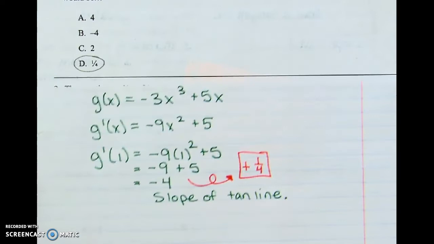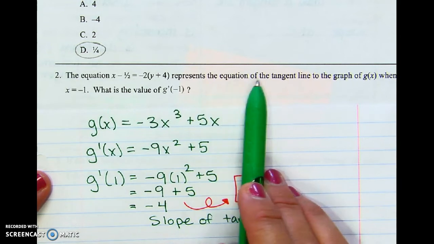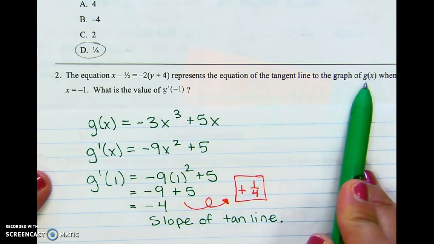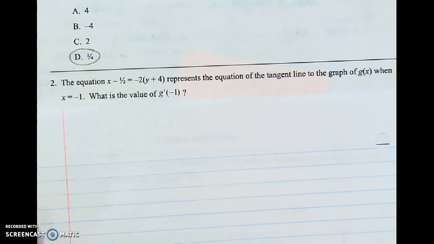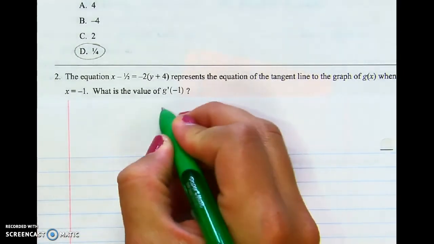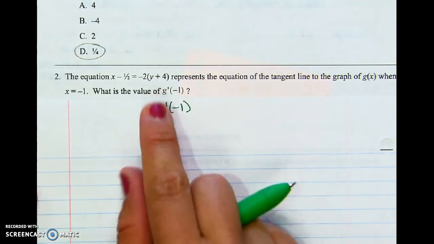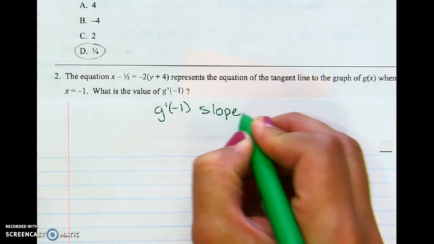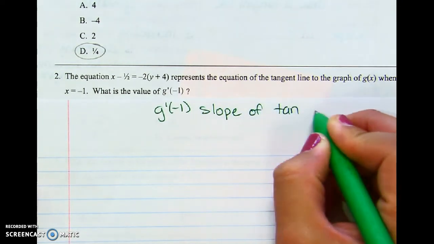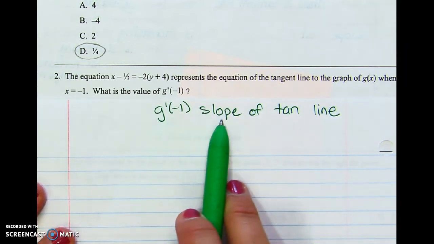All right, one more if we have time. The equation, blah, blah, blah, represents the equation of the tangent line drawn to the graph of g when x equals -1. What is the value of g prime of -1? Okay. G prime of -1 means, what does this mean? What's the definition of that? Anytime you have a derivative with a number here, that's going to be the slope of the tangent line.